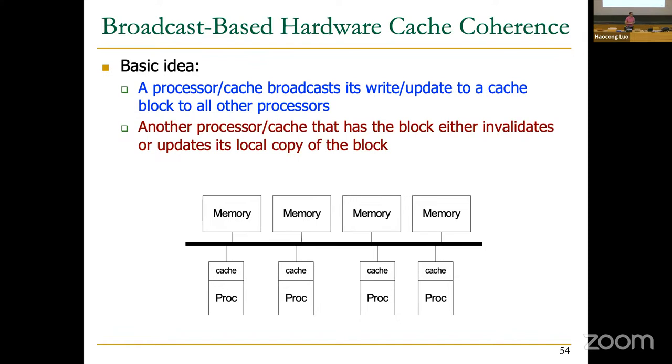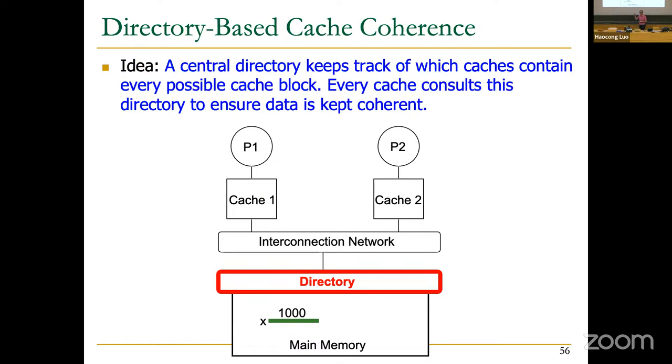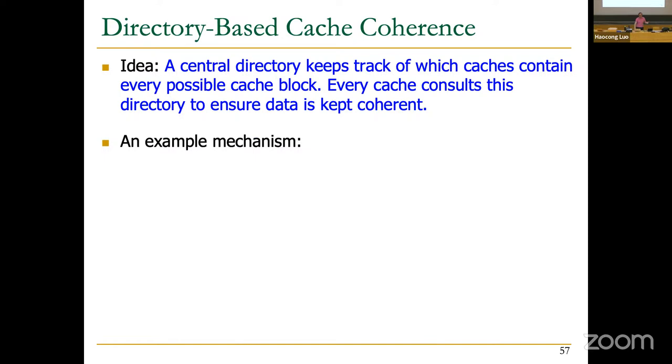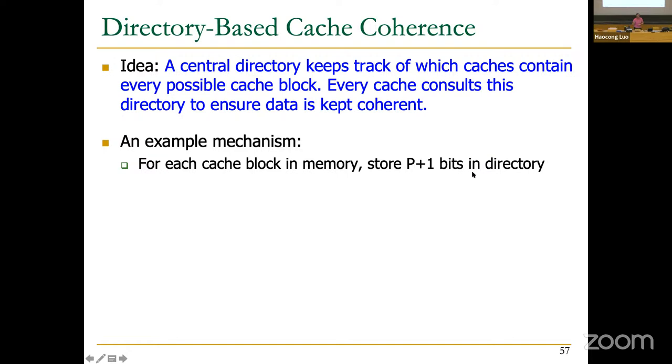But today we have multiprocessors on the order of tens of thousands of processors that are connected to each other. And that's the reason why we have things connected, assuming you have cache coherence, of course, right? Okay, so I will not go into this detail, but whatever I described applies. An example mechanism looks like this. For each cache block in memory, you store P plus one bits in the directory, and that's costly.